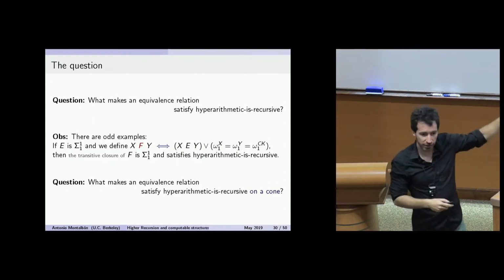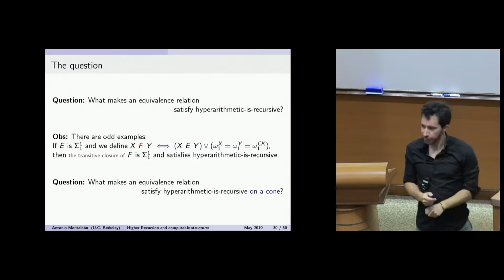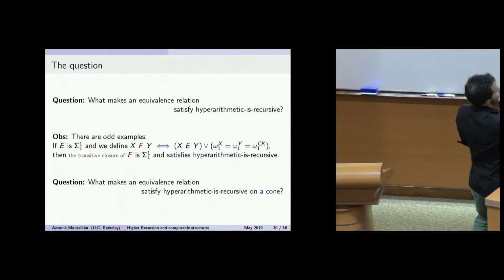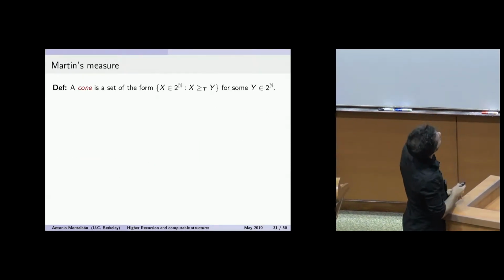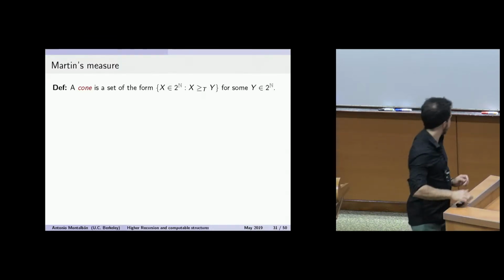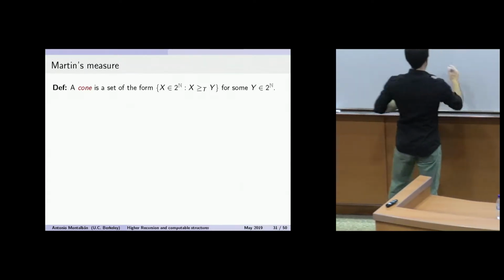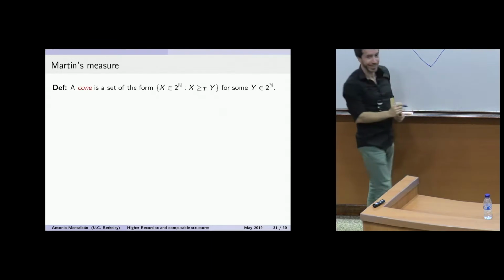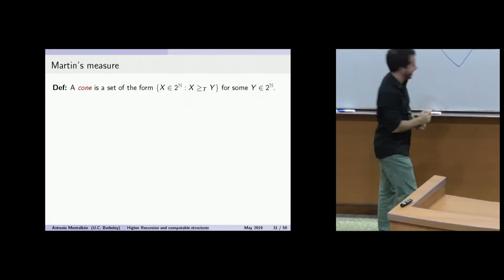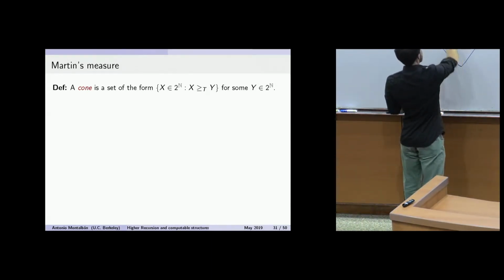So let me slow down, because today's lecture now starts. What do I mean exactly by on a cone? This was mentioned the other day. A cone is a set of the form everything above a certain y. I'm going to take the opportunity to draw the Turing degrees, which we all learned look like this. And a cone is something that looks like a cone like this.